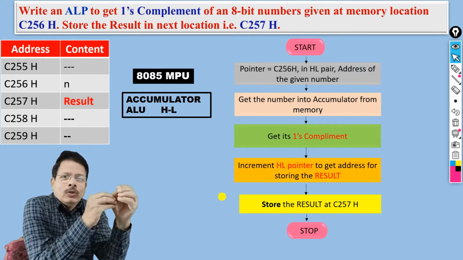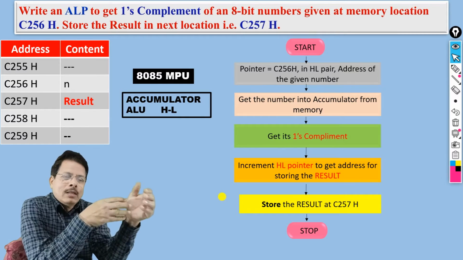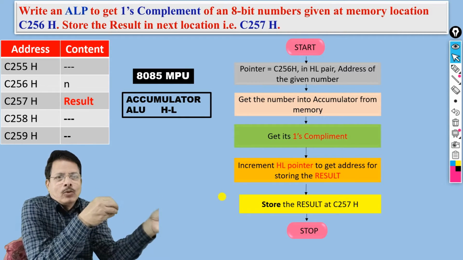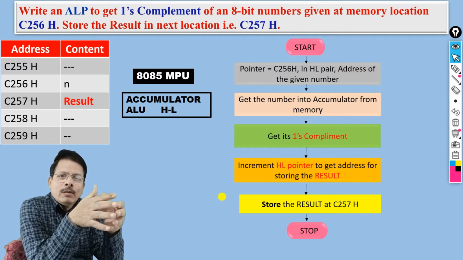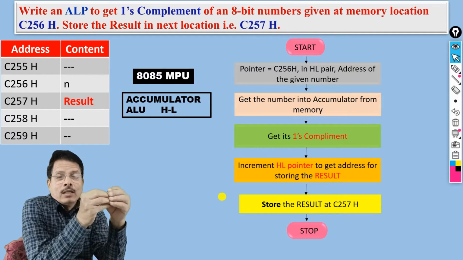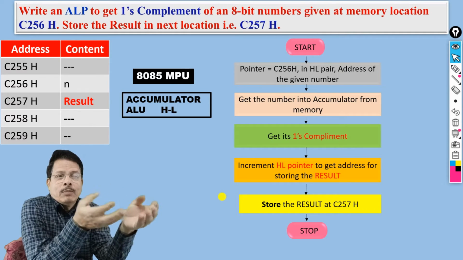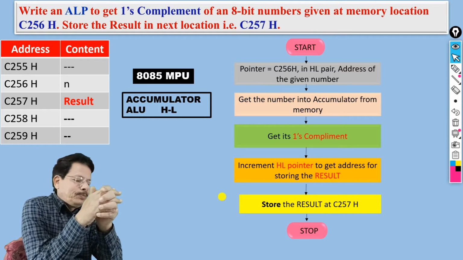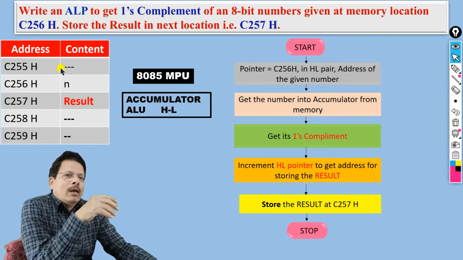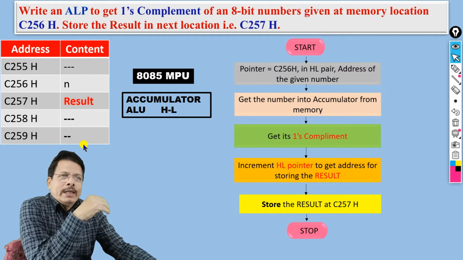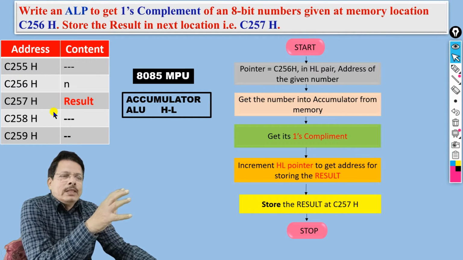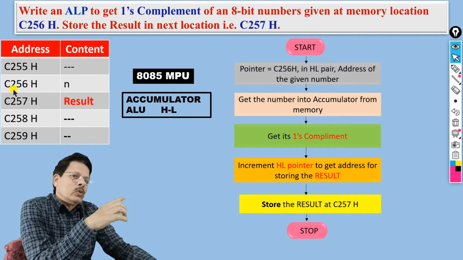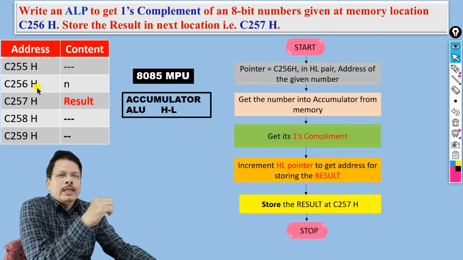Right now you know how to get the number out of memory, how to get the number from memory into the CPU register, and you know that all the process is performed in the microprocessor. So let us see this. On the left hand side here I have shown address and content. So actually this is the RAM, and see that the number n, which is an 8-bit binary number, is stored at C256 hex. This is the address of that memory location.